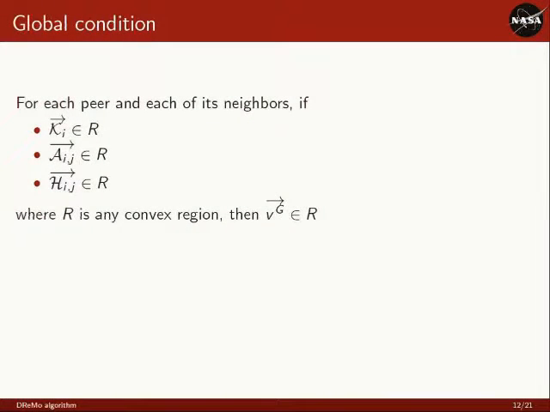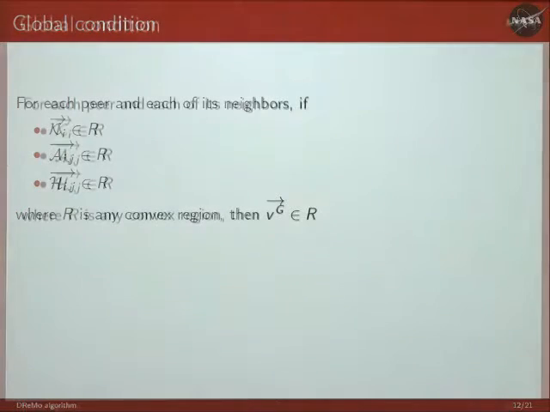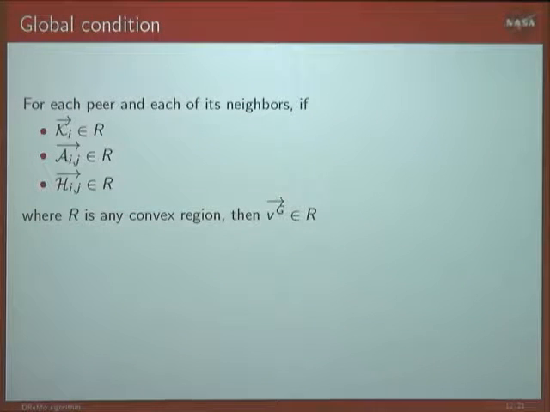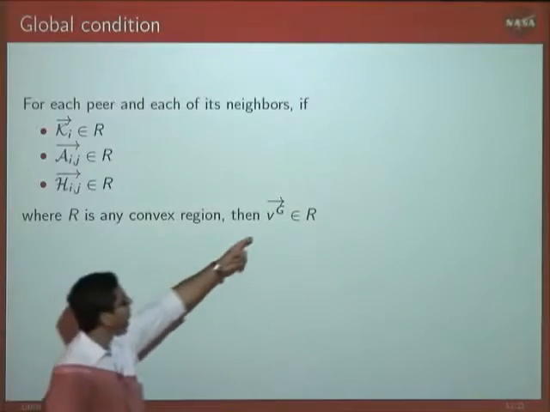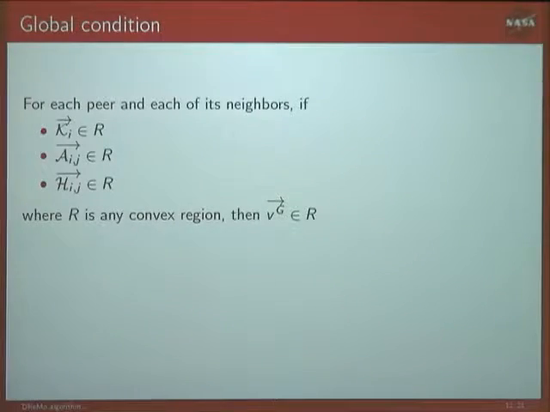And that's what is given by this global condition. So what it says is, if all of these three vectors or the sufficient statistics are inside any convex region, and that convex region can be inside the parabola or in any of the half spaces or any other convex region, then it's guaranteed that the Vg, which is the global vector, is also in the convex region.